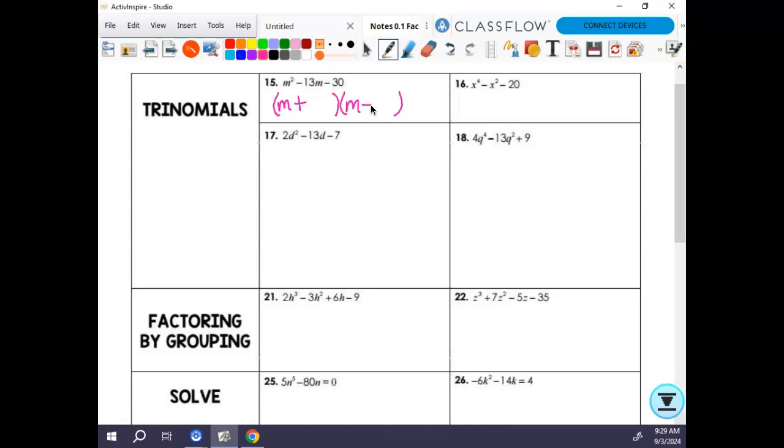What is it? Positive 30. Do I have a positive 30? No. So it is not 3 and 10. What is it? There's other factors of 30, right? 15 and 2. Good. And since this is negative, my bigger number is negative, so this is my negative 15, and that's my 2. So be careful. I use that one on purpose because that happens all the time with that one.